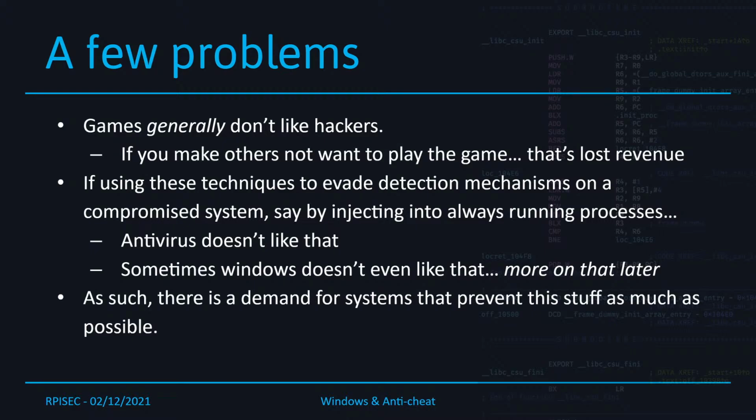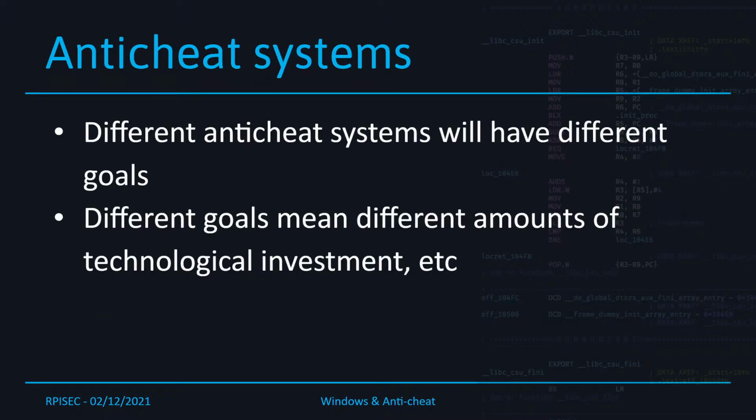Now, how we do that is a little complicated. One thing we have to play with is the rules of, for example, antivirus. It can get a little bit pissy if we start doing really weird stuff as countermeasures. But we also have to be careful with what we're doing to the computer in general. So, different anti-cheat systems will have different goals. It's like, what are we trying to protect against?